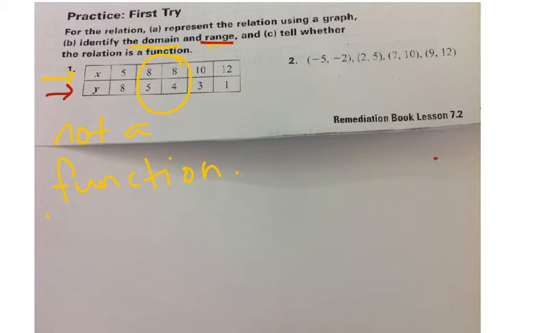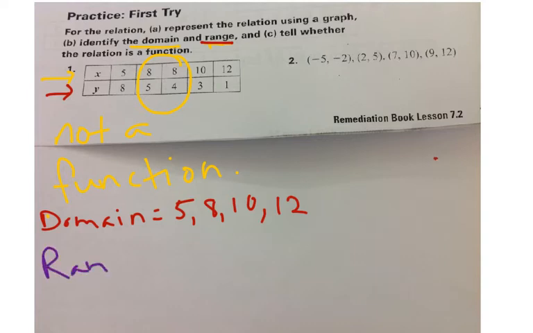So we can just say our domain is 5, 8, 10, and 12. Our range is 8, 5, 4, 3, and 1. And it is not a function.